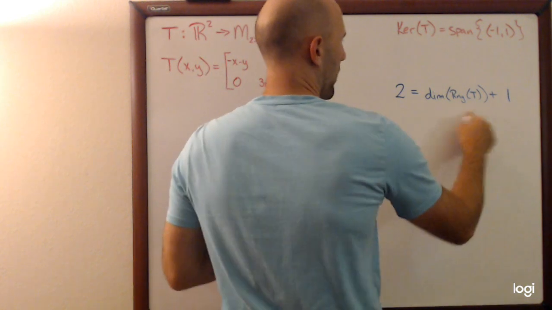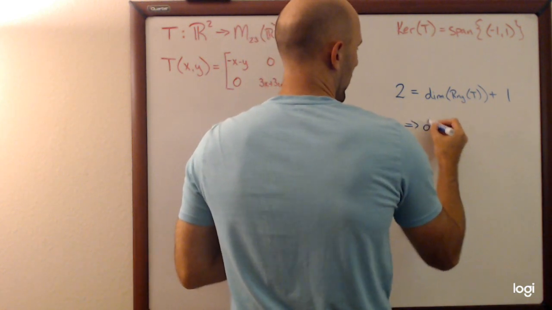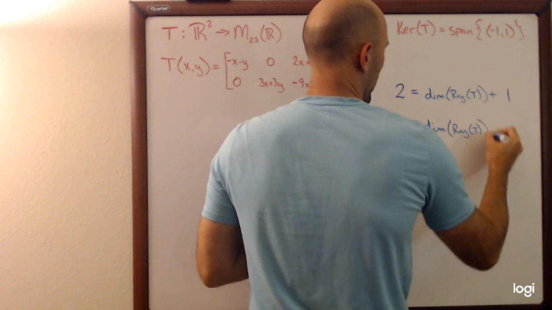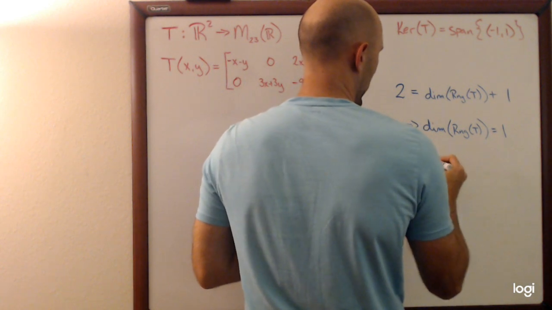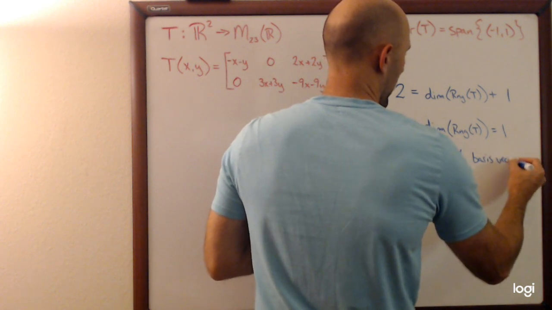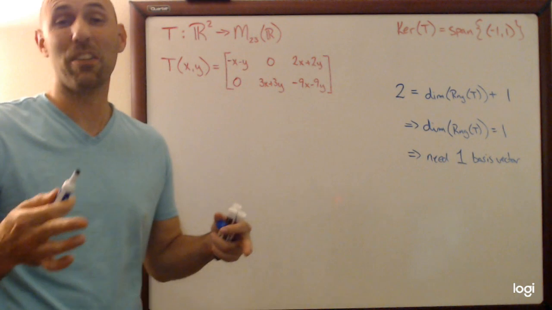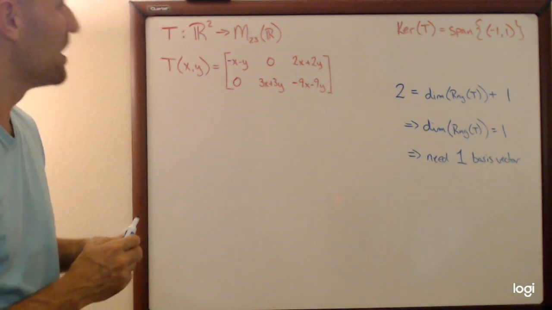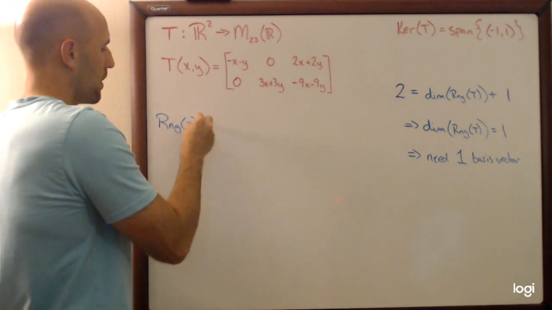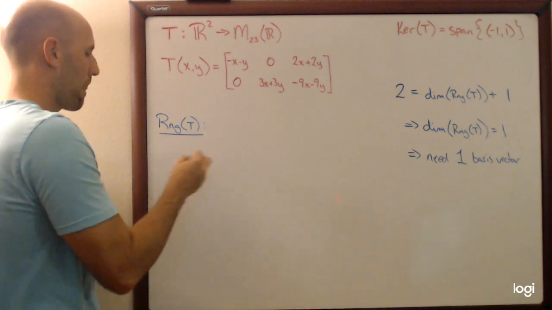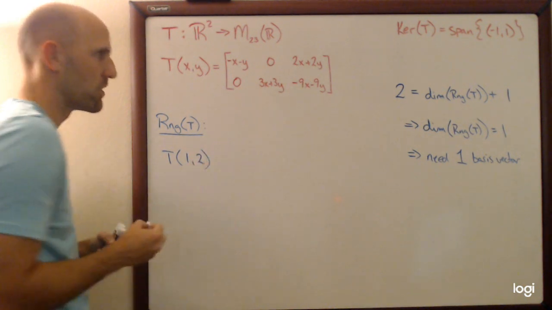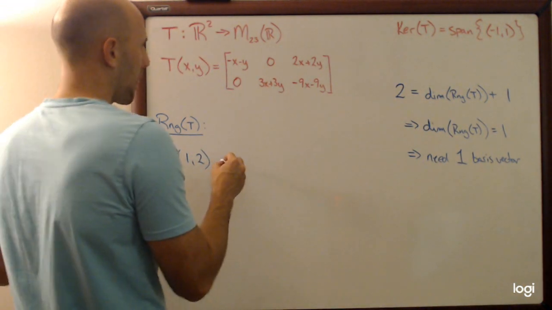So again, this implies that the dimension of the range is 1. This means I need one basis vector, and for a one-dimensional space, that's any vector except the zero vector. So plug something in. If you're looking for the range of T in this particular case, I'll take T of (1, 2). Doesn't really matter what you plug in, but sure, (1, 2).